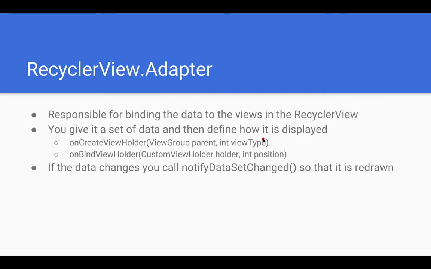And the adapter is where the majority of the code goes, because it is what is responsible for binding the data to the views in the recycler view. So you give it a set of data. In this example, we'll be giving it an array list. And then there are two primary functions, onCreateViewHolder and onBindViewHolder, that are responsible for actually binding the data to each row. And again, this will be covered soon.